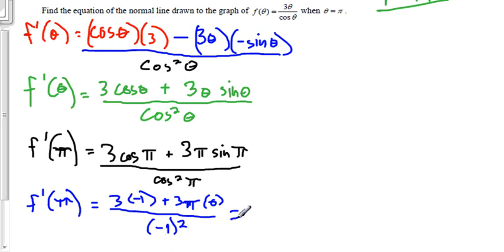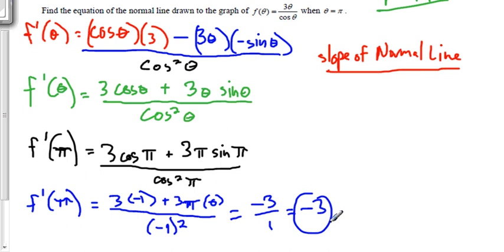And when we simplify this, 3 pi times 0 is 0. 3 times negative 1 is negative 3 over positive 1, which is negative 3. So I now know the slope of the tangent line is negative 3. Therefore, the slope of the normal line is equal to positive 1/3.